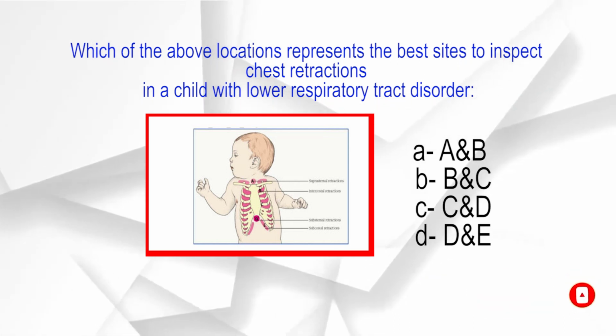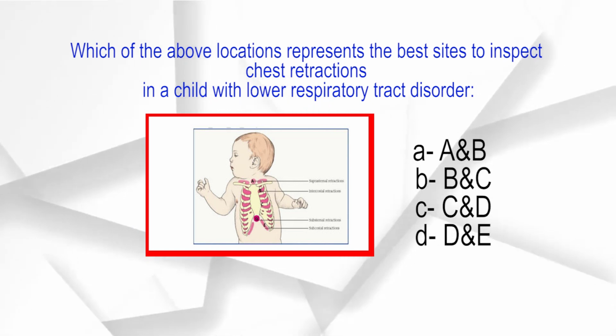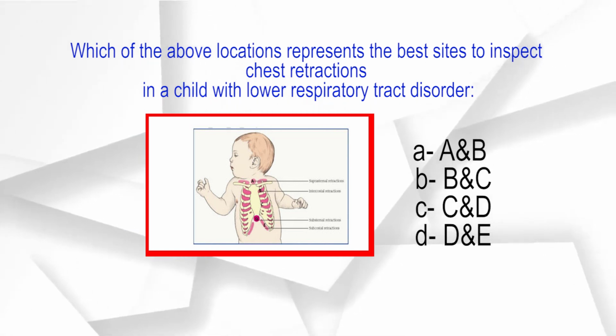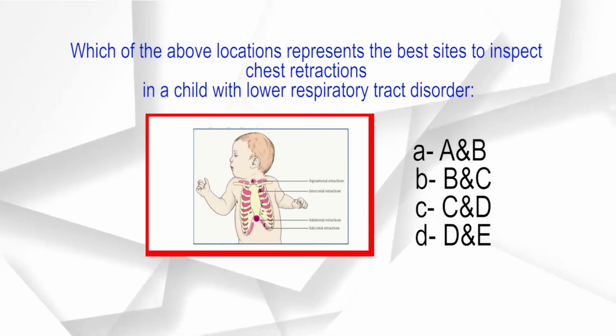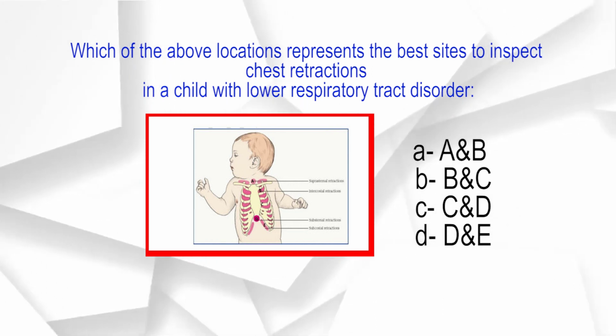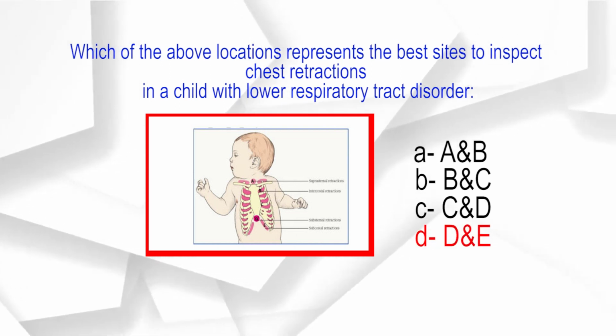Guys, here our next question. Which of the above locations represents the best sites to inspect chest retractions in a child with lower respiratory tract disorder? Answer. The options are A and B, B and C, C and D, D and E. And the correct answer is option D and E.